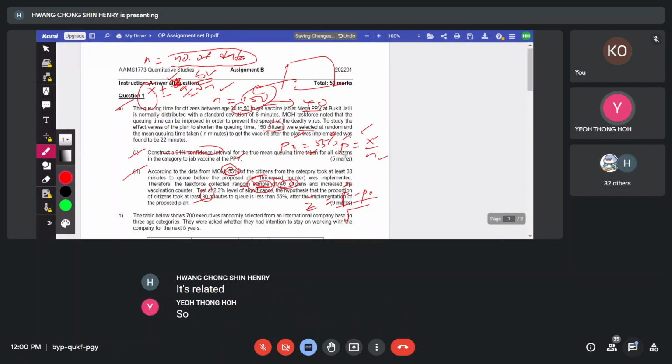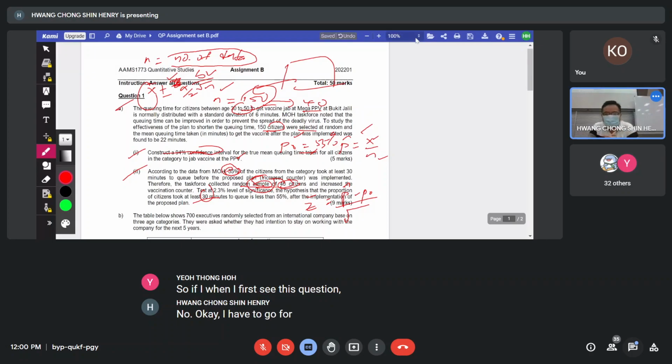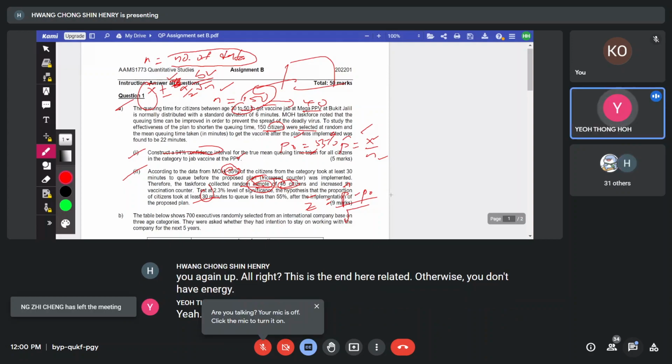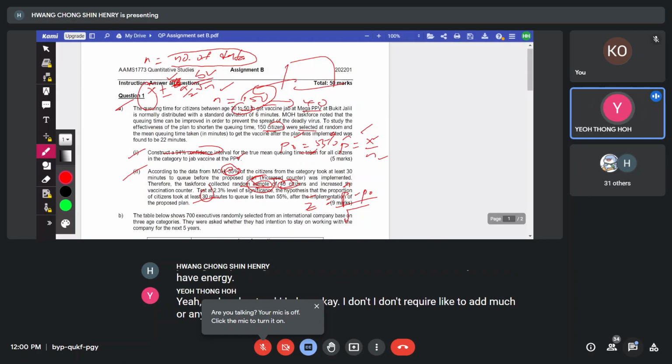When I first saw this question, okay, I have to go already. So I hope your tutor will explain to you again. All right, this is the N here, related. Otherwise, you don't have N already. Okay, sir, I understand. I just don't want to require marks or anything, but just want to understand.